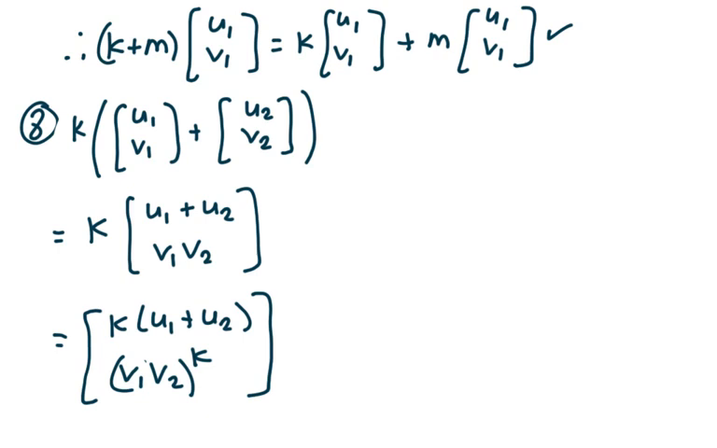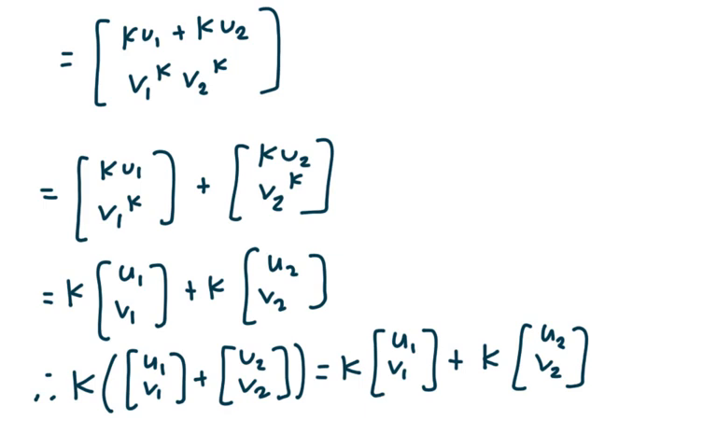Axiom 8. Take k times the quantity, and in parentheses we get column vector u1, v1 plus column vector u2, v2. But this is k times the column vector u1 plus u2, v1, v2, which is the column vector k times u1 plus u2, v1, v2 to the k. And remember, we have the distributive property, and we have properties of exponents, right? We have all those things. So we can write this as the column vector ku1 plus ku2, v1 to the k, v2 to the k.